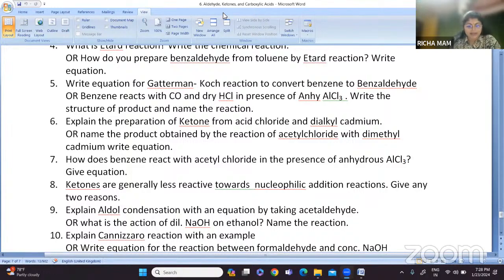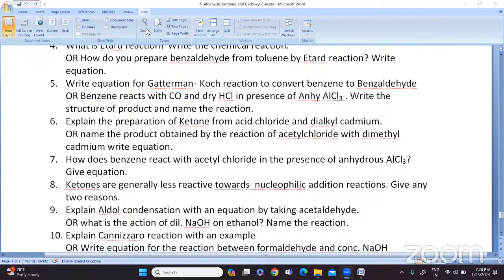Yes, how do you expect the answer for this? So here the expected answer is what? They have asked you to explain the preparation of ketone from acid chlorides and dialkyl cadmium. So the general reaction can be written as this.